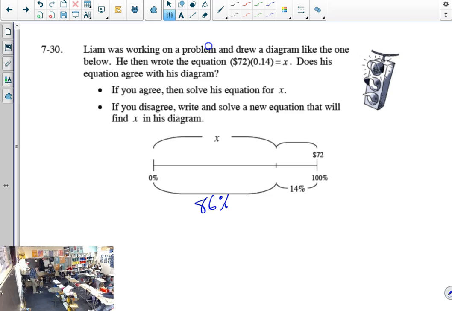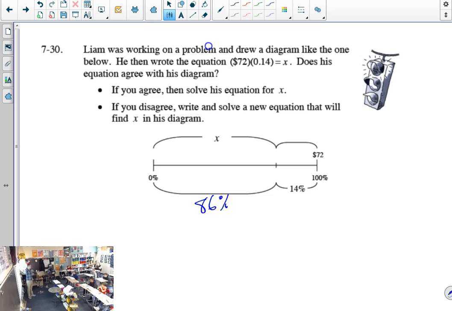Marvin, I'm going to ask you a math question. Do you agree with what they say for solving for X, that we can take our 72 and multiply it by 0.14? No? In this diagram, what percent is the X represented? 86%. So this would not be correct.